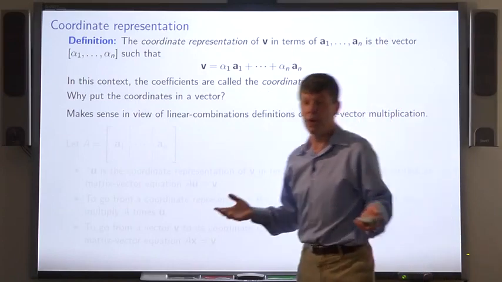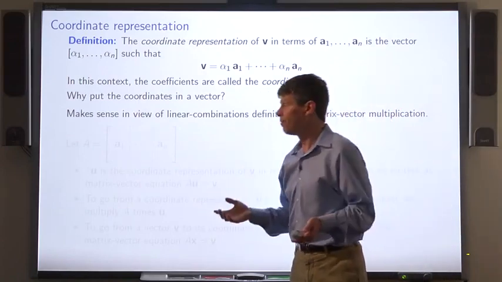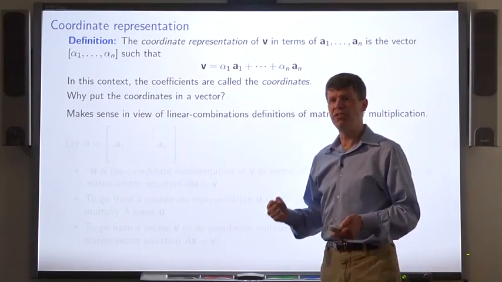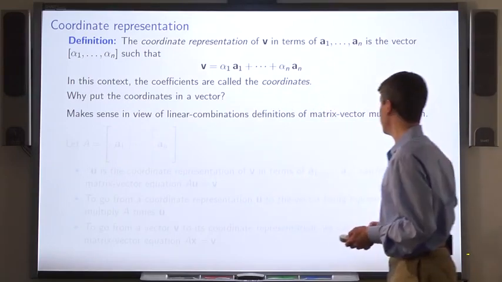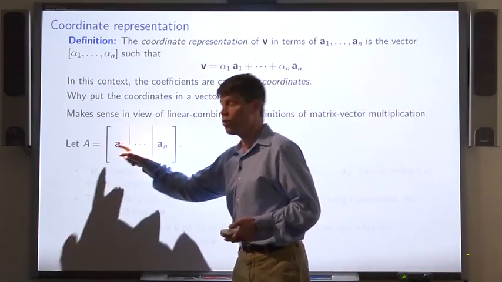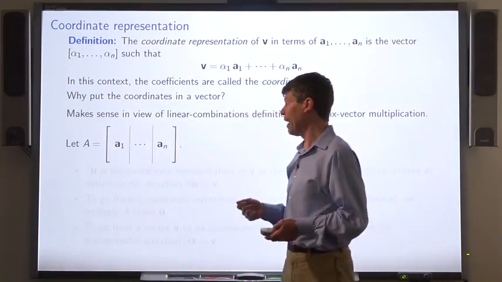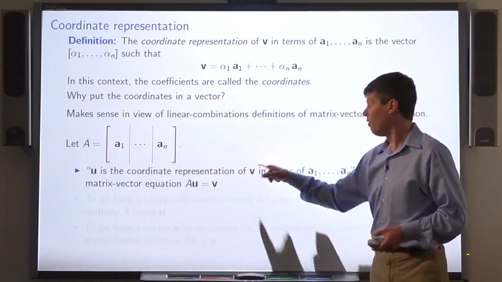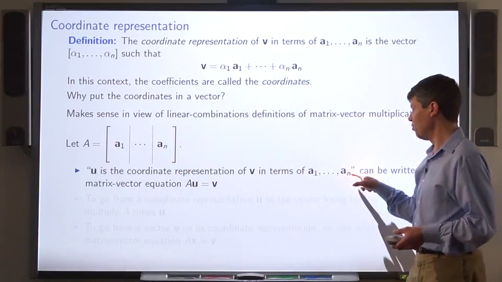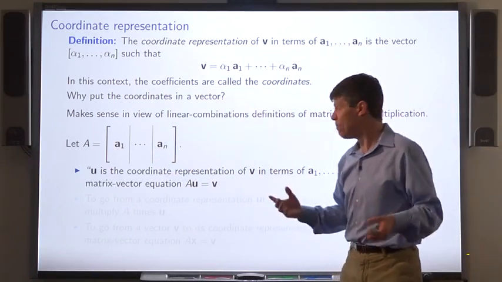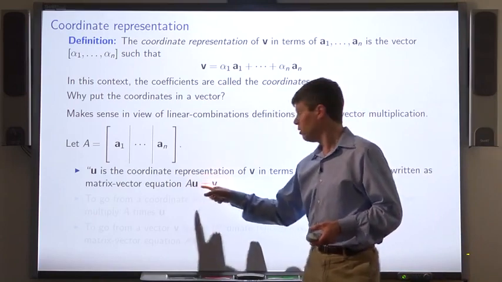Now, why are we going around putting coordinates in a vector? It makes sense when you think about the linear combinations definition of matrix vector multiplication. So let A be the matrix whose columns are the vectors a1 through an. Then when we say u is the coordinate representation of a vector v in terms of a1 through an, we can rewrite that as the statement that A times u equals v.